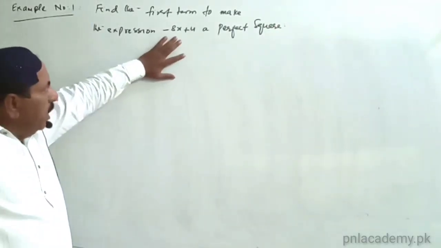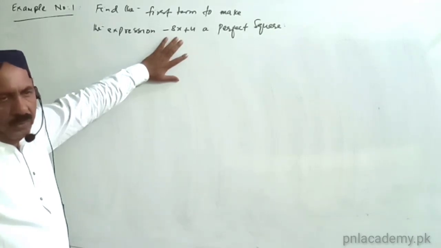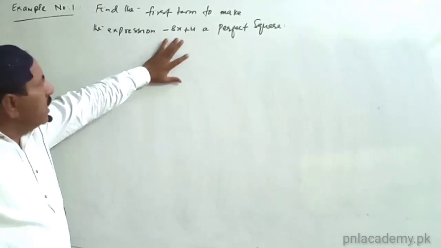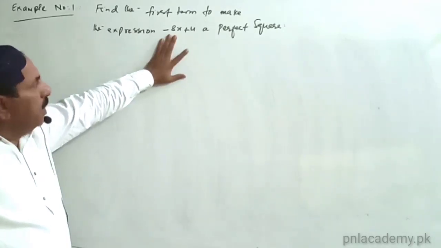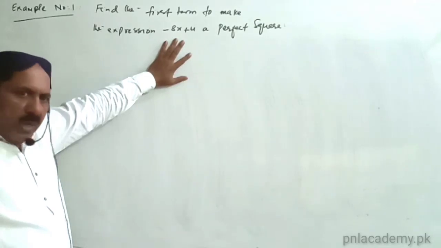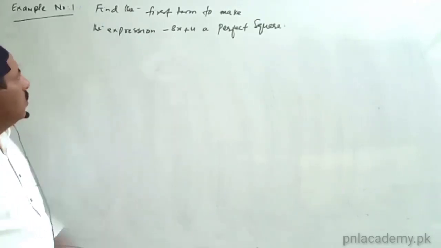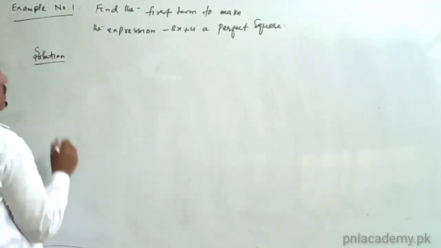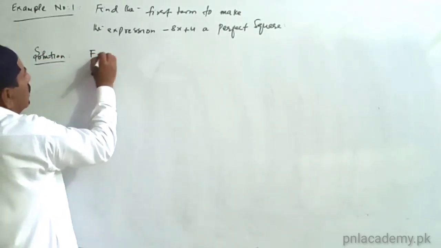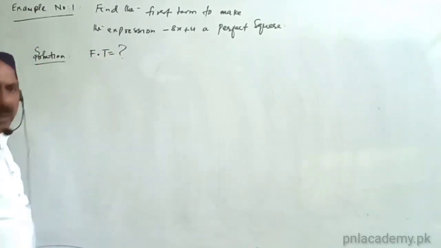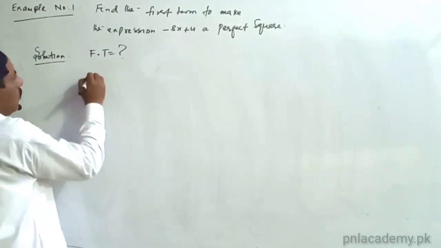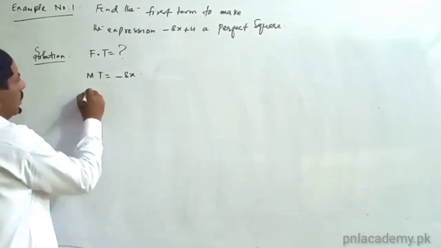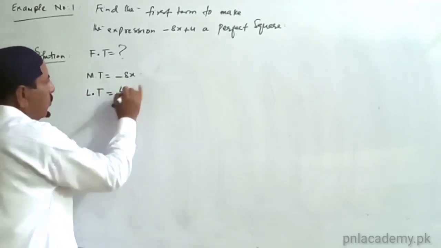So minus 8x plus 4 is not a complete quadratic equation. Here the first term is missing, the middle term and last term are given. We have to find out the first term. So the solution is: first term required, middle term minus 8x, last term 4.